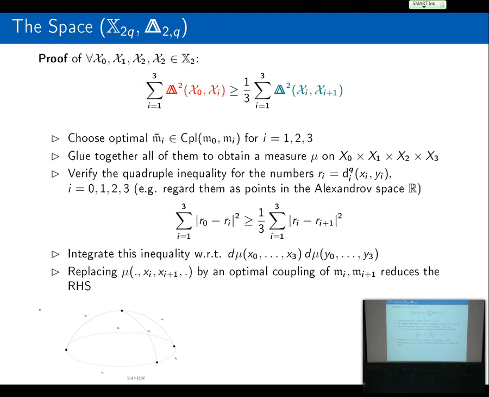And now the next step: remember that these should be the distances between pairs of points. You integrate out these xi, yi with respect to the twofold application of this measure. And you have essentially what you want to prove, besides the fact that this is not for the optimal coupling. But choosing the optimal one makes the inequality even better. And this is the proof of non-negative curvature, which is really quite nice, since it's easy and it has indeed some nice consequences.